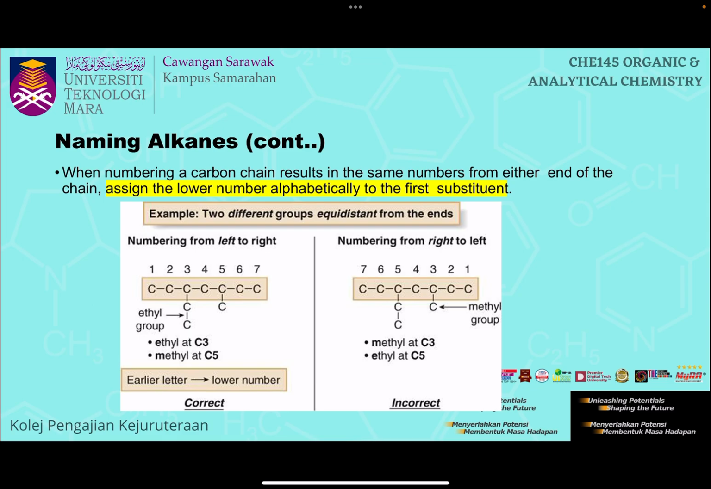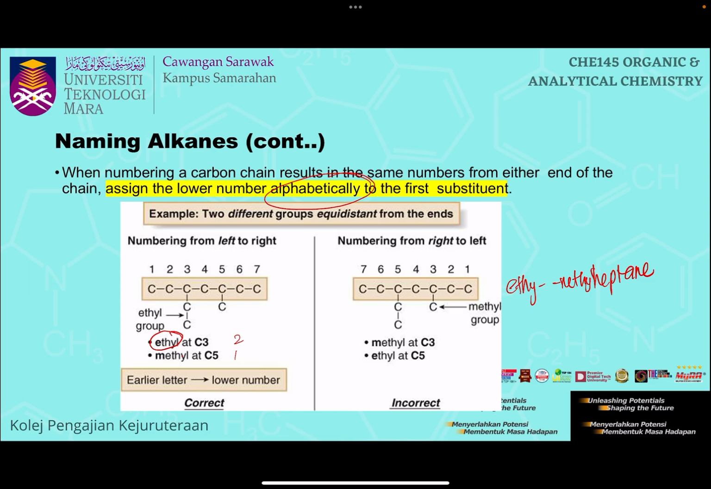So when numbering a carbon chain results in the same numbers from either end, assign the lower number to the substituent that comes alphabetically first. Let's say you have methyl and ethyl. Even though methyl is only 1 carbon and ethyl is 2, alphabetically E comes before M. So when you name it, this is 1 2 3 4 5 6 7, it will be heptane again. You have 2 substituent groups, ethyl and methyl.